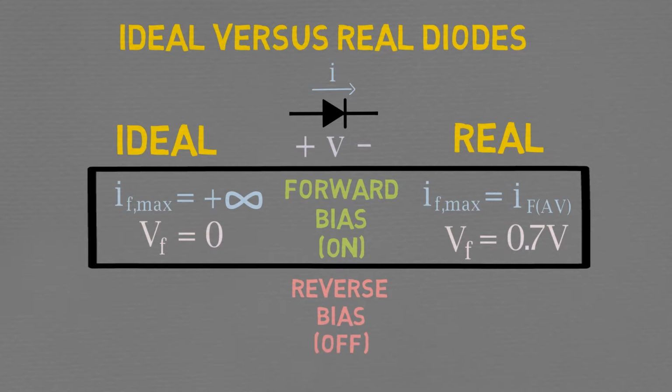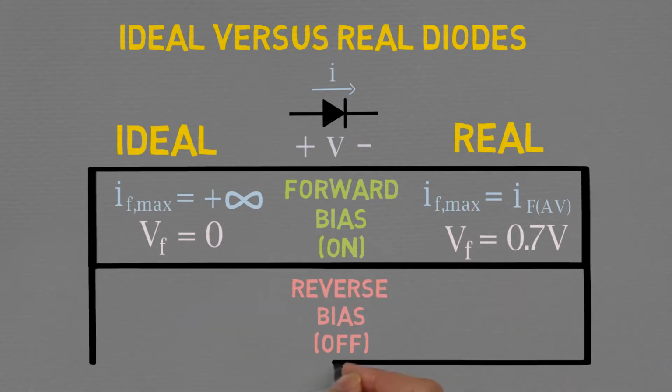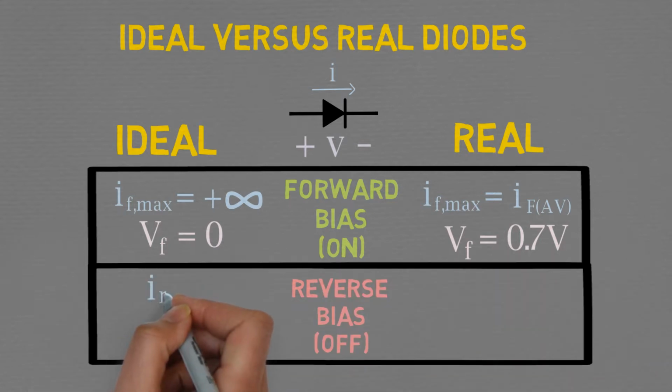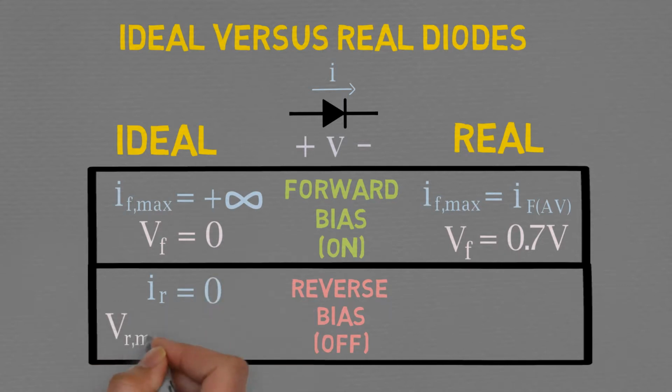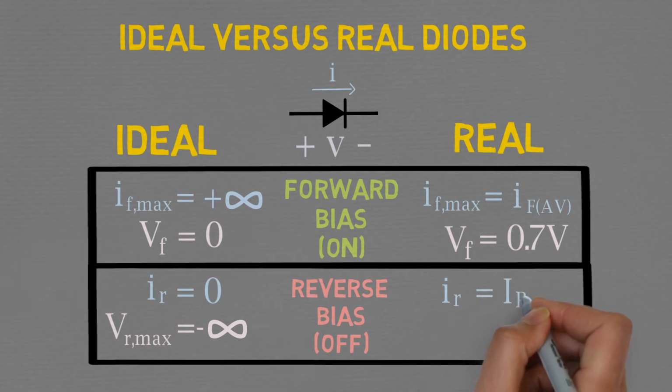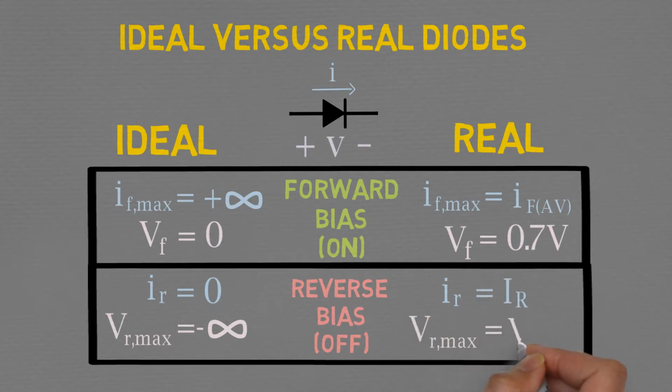Now let's look at the reverse bias, where the diode blocks current. Ideal diodes behave like an open circuit, so they conduct no current and can handle an infinite voltage across them. Real diodes actually conduct a small leakage current in the reverse direction and are limited to a breakdown voltage. So, real diodes are a little bit more complicated.